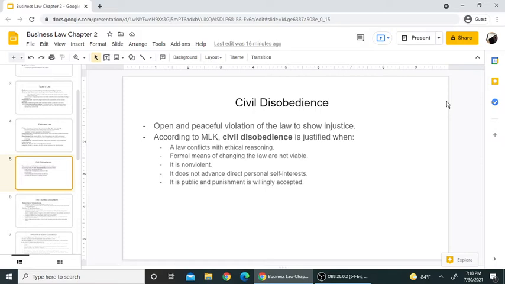There's a broader interest than just helping one or two people or a small group of people. And finally, fifth, the civil disobedience is public and punishment is willingly accepted. So those are the conditions that civil disobedience is justified according to MLK.